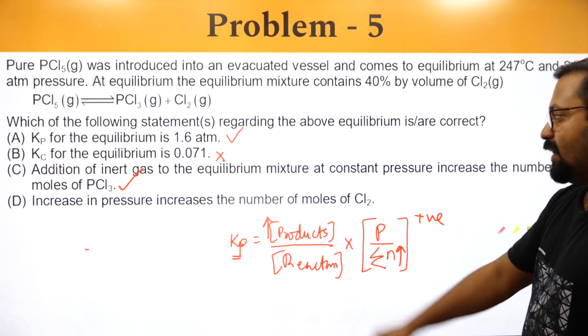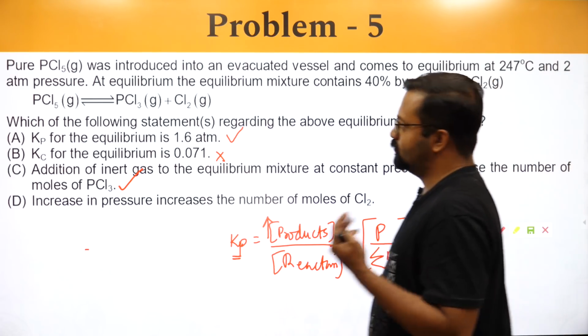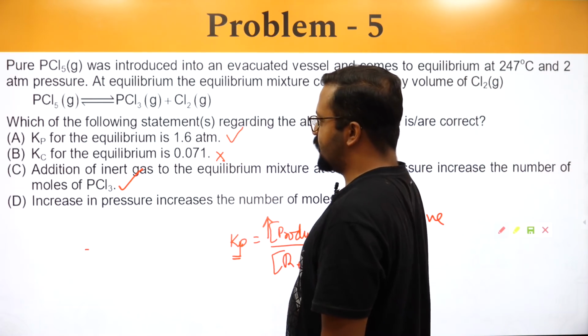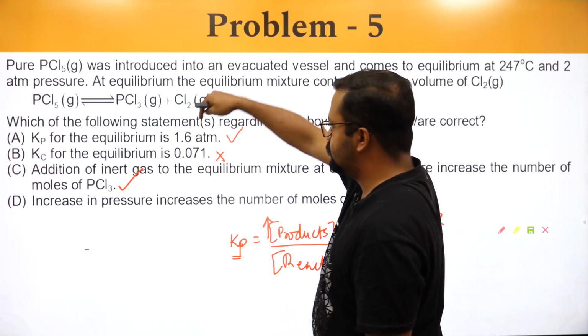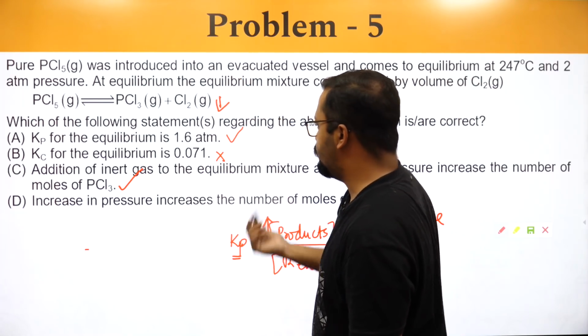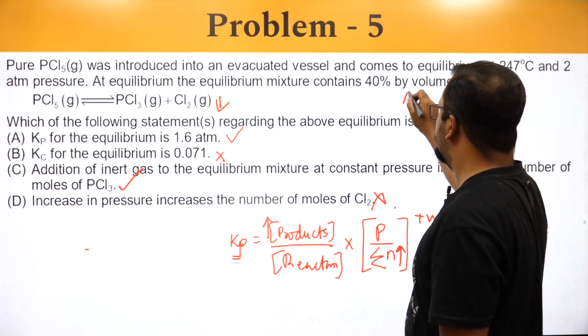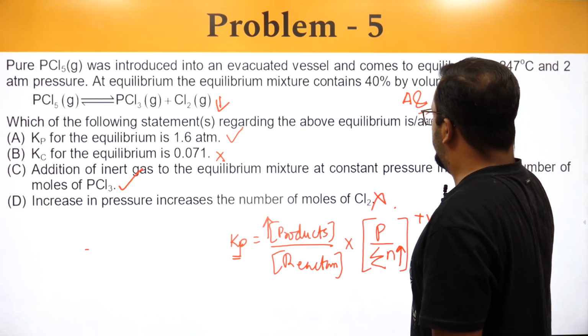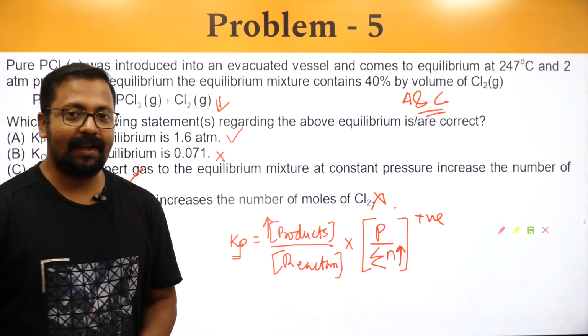Next, increase in pressure increases the number of moles of Cl2. If I increase the pressure, the reaction will go in the backward direction. If it goes in the backward direction, the amount of Cl2 will decrease. This is incorrect. The right answer to this question should be A and C. Okay? Let's move on to the next question.